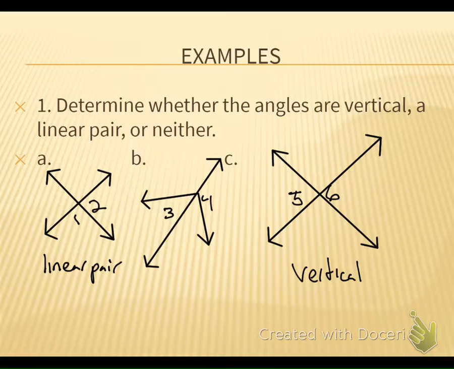So what's the difference between B and C? What's the difference between B and C? Do we think 3 and 4 are going to be linear pairs, vertical angles, or neither? And how do you guys know that? I agree with you.